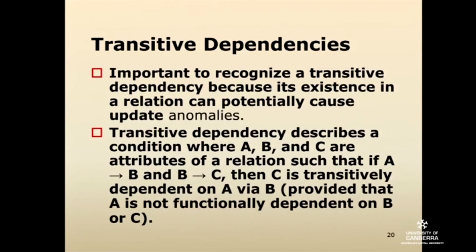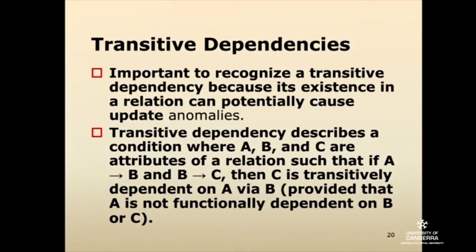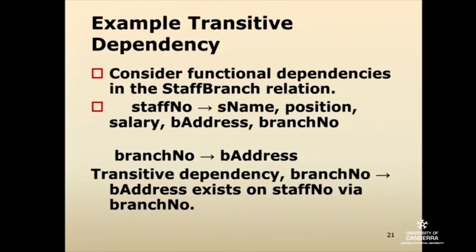Because to find C, you have to know B. To find B, you have to know A. If you know A, you can find the value of B, and then from B, you can find the value of C. This is called transitive dependencies. And if you have transitive dependencies in your entity, you have to remove it. And you see why. Have a look at this example.